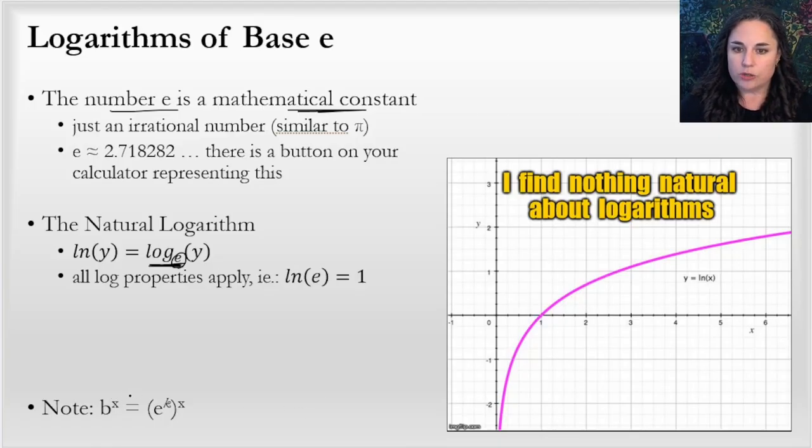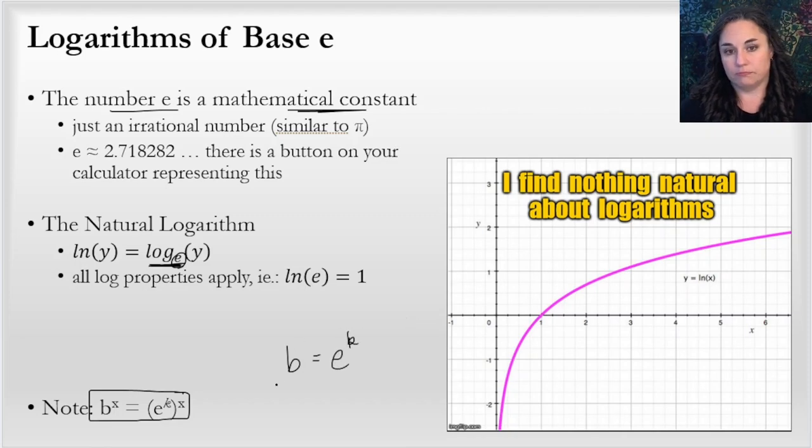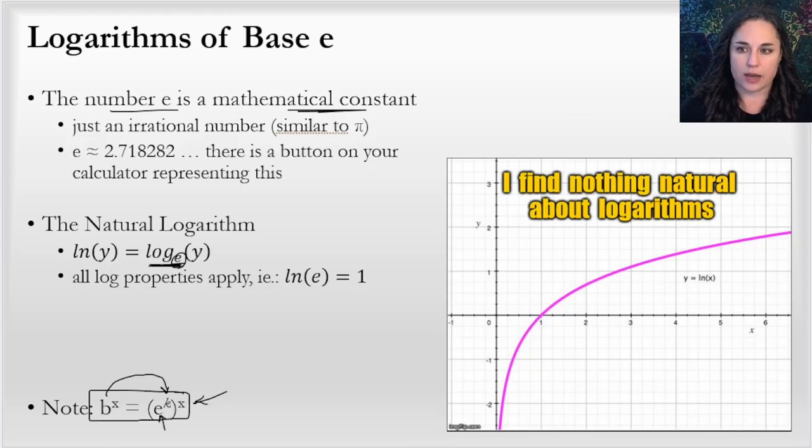The last thing I'm going to note down here is that any base to the x power can be represented as e to the k power to the x. Any number can be e raised to some number. I think that's pretty true. Like I can say 2 is e to some number. If we're looking at a situation where we want a nice exponential with e as the base, then we can transfer from any old base to e to a power to the x power.